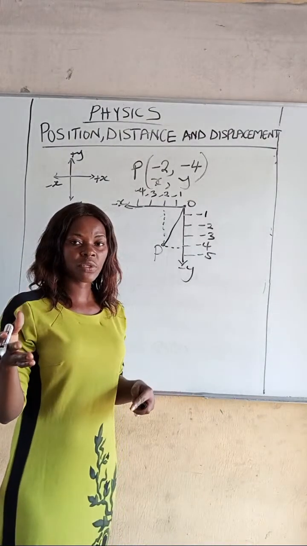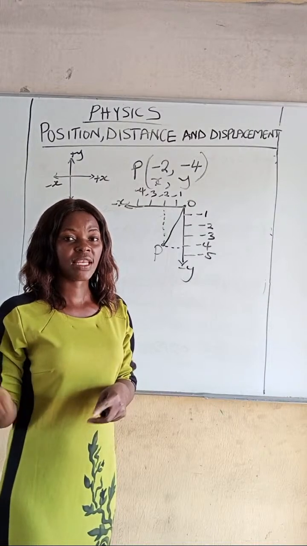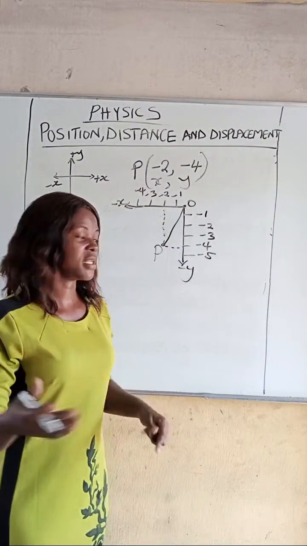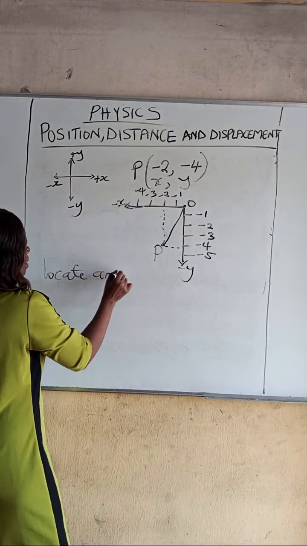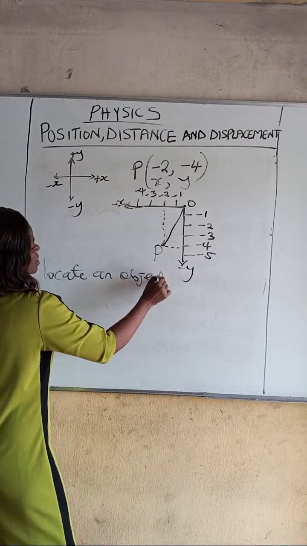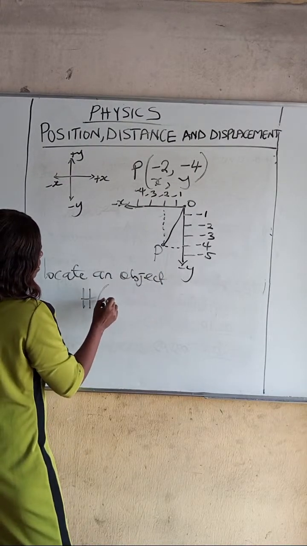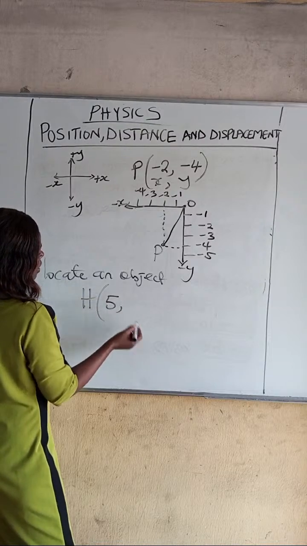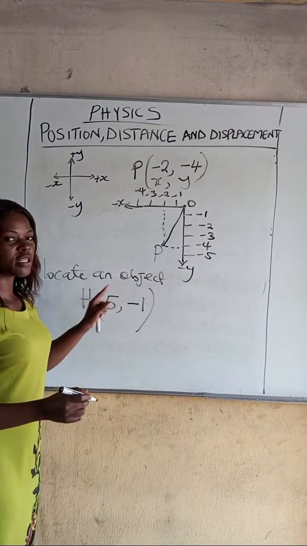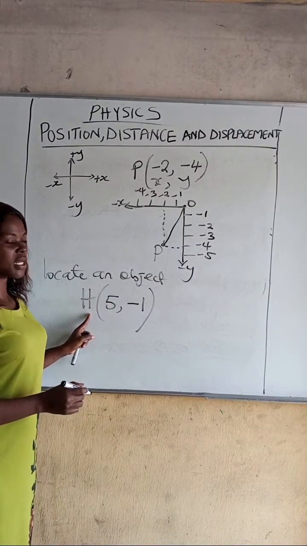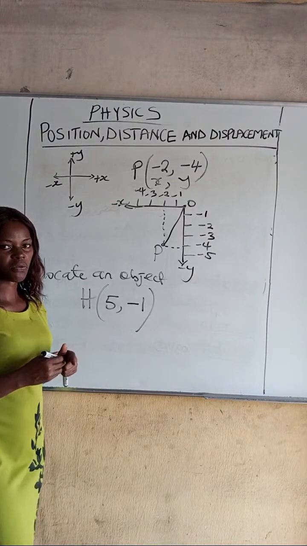So I'm going to give you this problem to see if you can locate the object. Then I will solve it in the next few minutes. Okay? So I will say locate an object H, which is giving us 5, -1. So I want you to locate the position of this object 5, -1. In the next few minutes, I'll come back to solve for it.